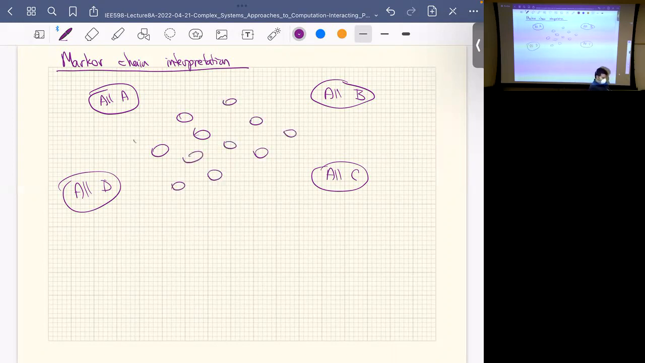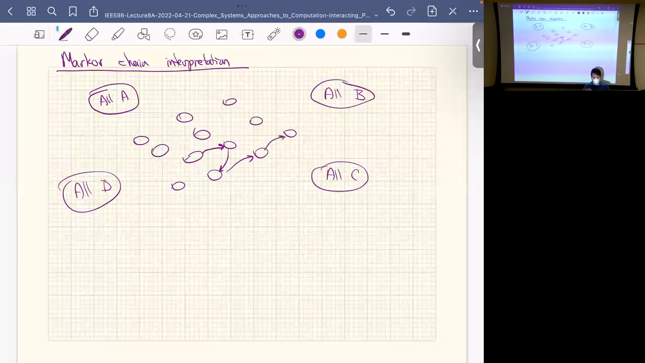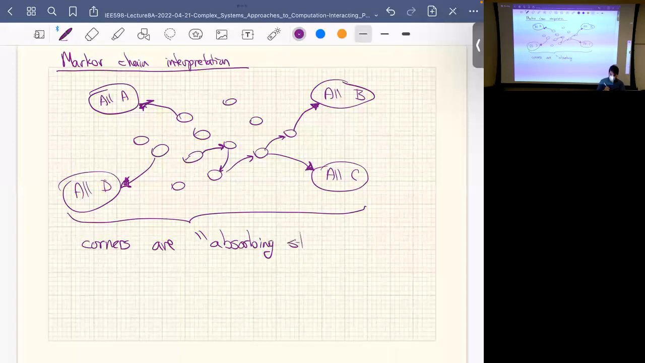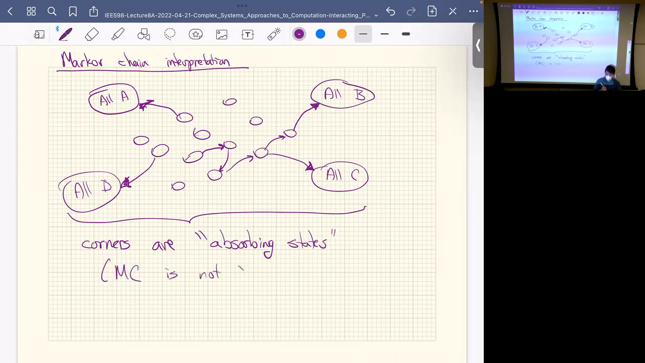And in principle, if I know the mixture and I know the neighborhoods, then I could, in theory, calculate a probability of transitioning from one mixture to another. Those would bounce around. But eventually, once you got to the all B state, or the all A state, or the all D state, or the all C state, then there are no outgoing arrows, and so things would stop. So the corners are absorbing states. Consequently, this Markov chain is not, and I'll just use this fancy term, ergodic.